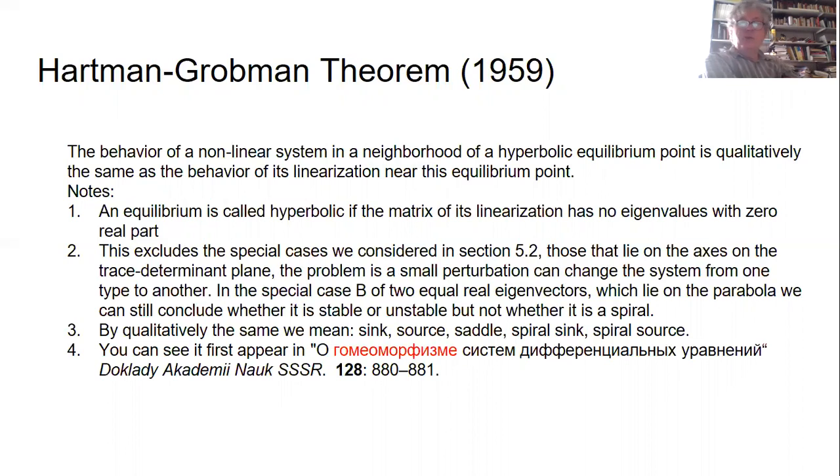Okay, so what do I mean by a hyperbolic equilibrium? It means that when you look at the eigenvalues, there's no zero real part. So that means there's not a zero eigenvalue or a purely imaginary eigenvalue. So this basically excludes the special cases that we learnt in the previous section, those that lie on the axes of that trace-determinant plane.